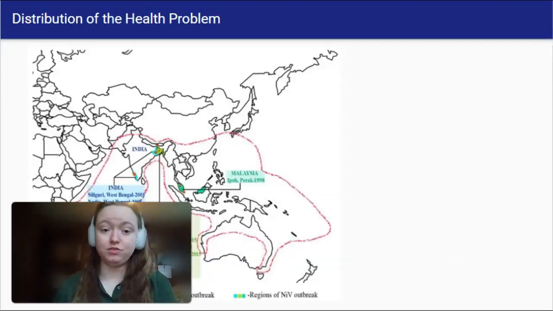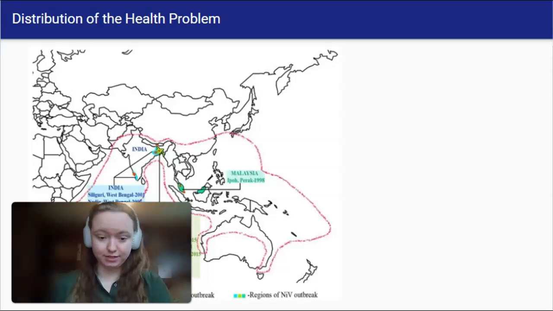Next, we will talk about the distribution of the health problem. As mentioned previously, NIV is primarily in southern and southeastern Asian countries, which is seen here on the red zone on the map. One of the complexities of NIV is that it presents a different mode of transmission in each country. We will primarily focus on 5 different countries: Malaysia, where NIV was discovered, Singapore, Bangladesh, India, and the Philippines.